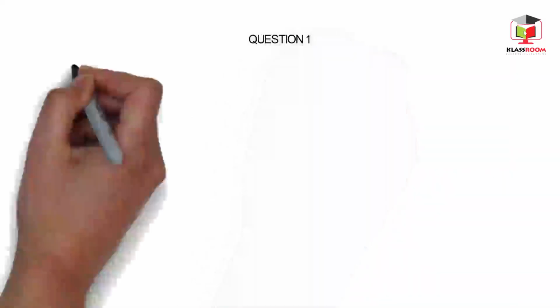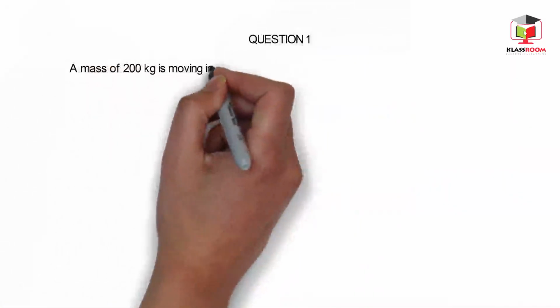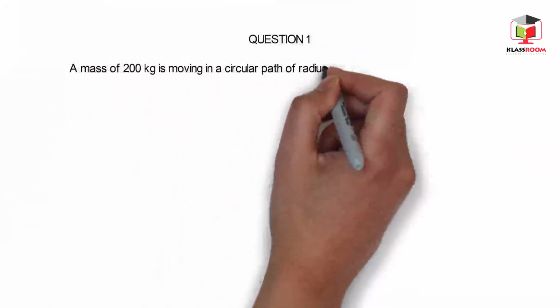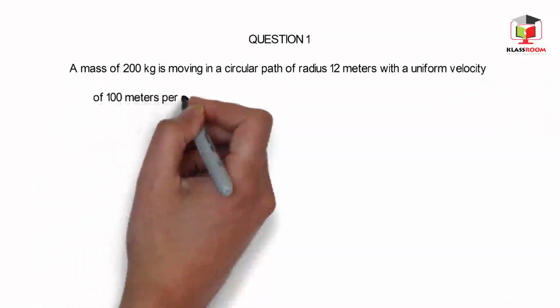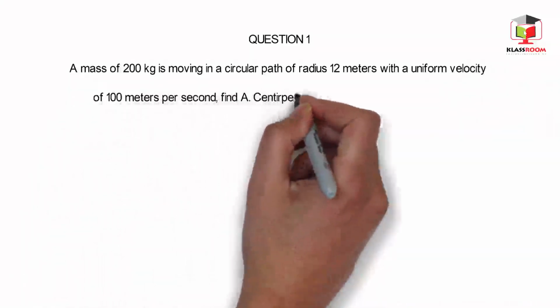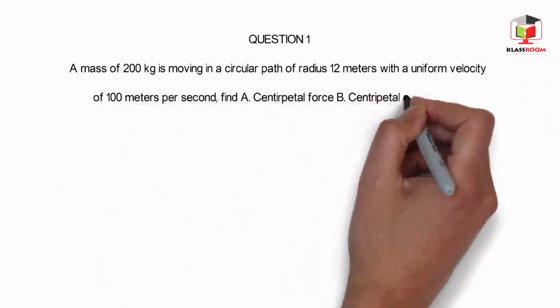A mass of 200 kilograms is moving in a circular path of radius 12 meters with a uniform velocity of 100 meters per second. Find A, the centripetal force. B, the centripetal acceleration.